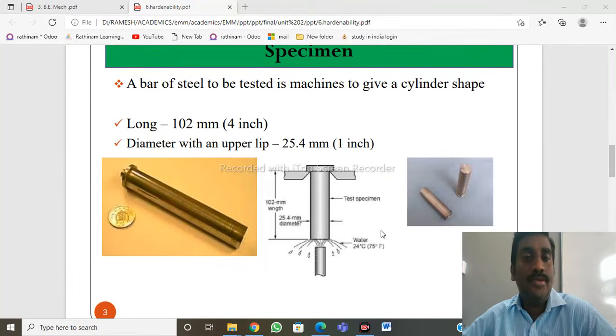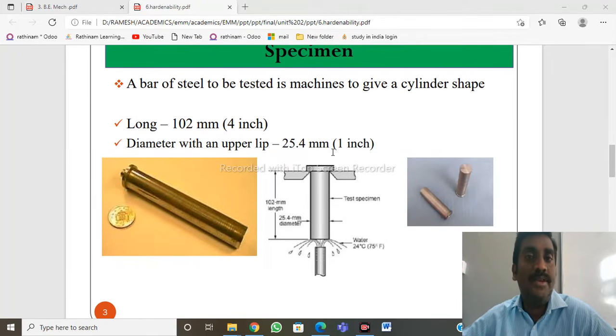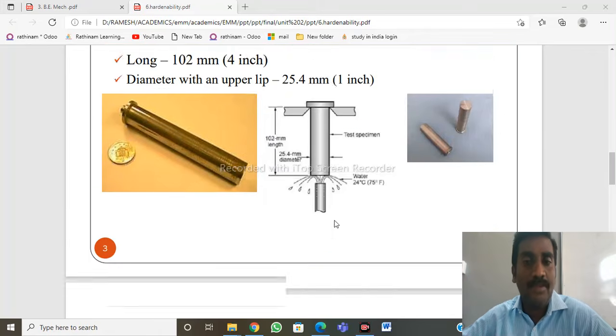So now we are going to see the Jominy end quench test specimen. How can the specimen be manufactured? A bar of steel to be tested is machined to give a cylindrical shape. As per the drawing, this kind of shape is to be manufactured from the material to be tested. The length should be 102 mm, like 4 inches, and the diameter 25.4 mm, that is 1 inch, with an upper lip. So this is the test specimen that we are having.